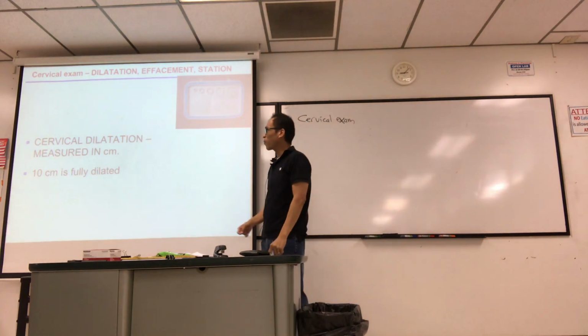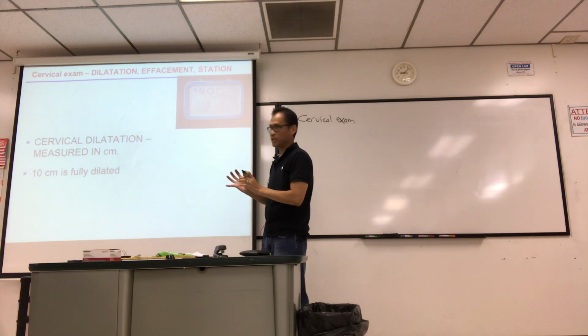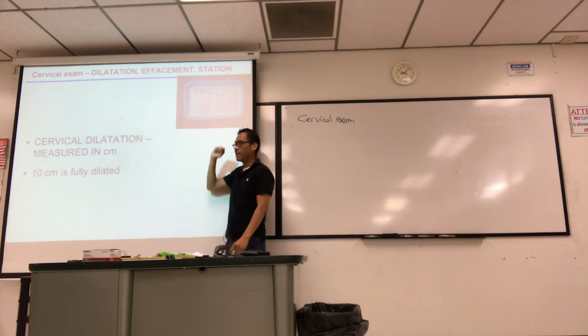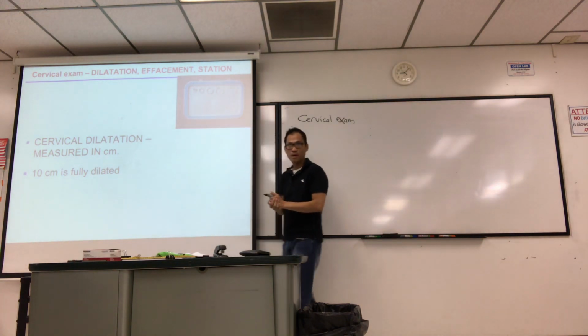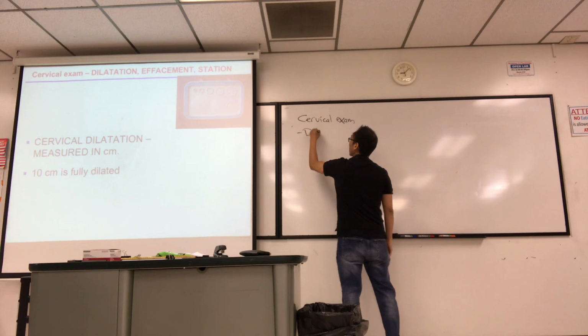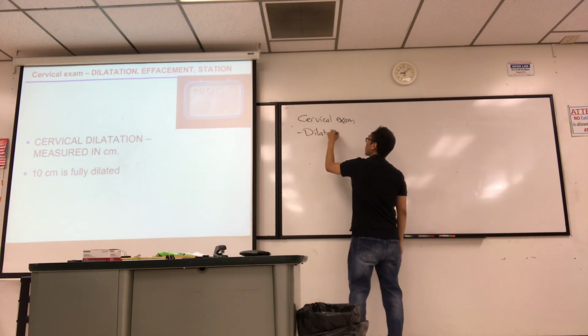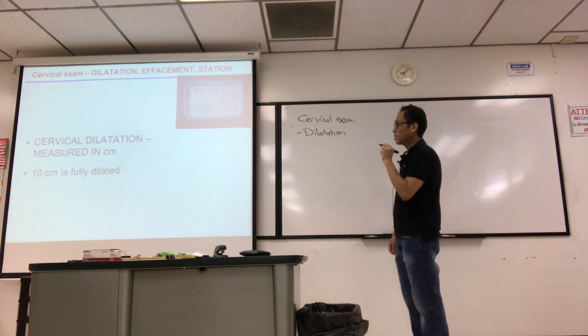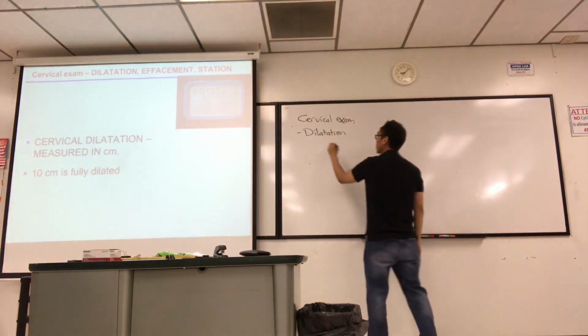Well, one thing they're going to look for is cervical dilatation. It's got to dilate to about 10 centimeters to accommodate the baby's head, which is the biggest part of the new baby. So basically, the goal is 10 centimeters.